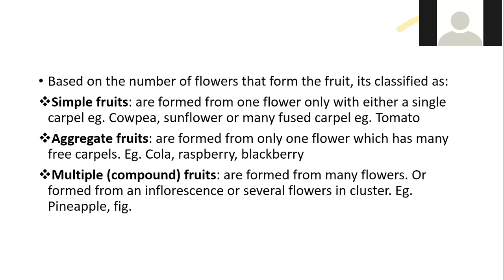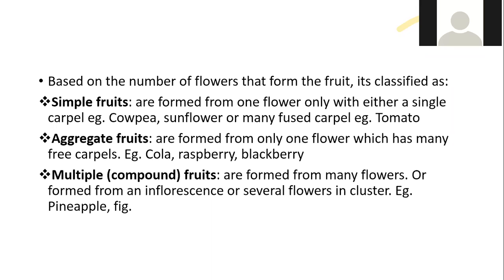Now, two, the aggregate fruits. They are also formed from only one flower, having many free carpels. So the carpels, that is the female reproductive part on that flower, are many. Example, you have cola, raspberry, blackberry, strawberry, the berries family. They are all under the aggregate fruits.